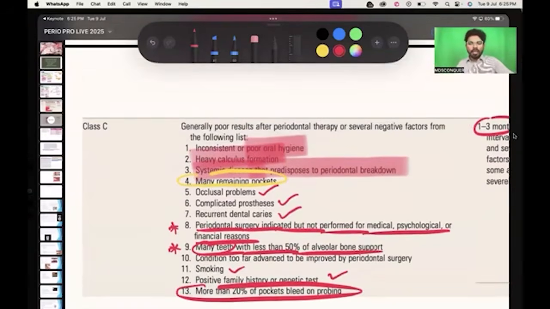So the very important thing is class B and class C. How do you differentiate class B and class C? You have to identify the unique points. Those unique points will tell you which class the patient falls under, and indirectly they will ask you for this patient, what is the recall time? Clear, guys? Clear about this particular classification?